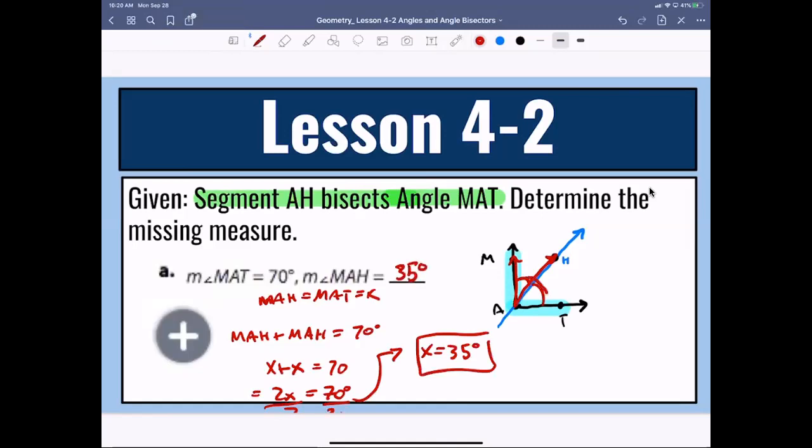We're really just cutting this whole angle in half. So if this is 70, dividing that by 2, there's going to be 35. This is going to be 35. That's what we're doing. All right, and it's going to make more sense in the next problem the more we practice it.